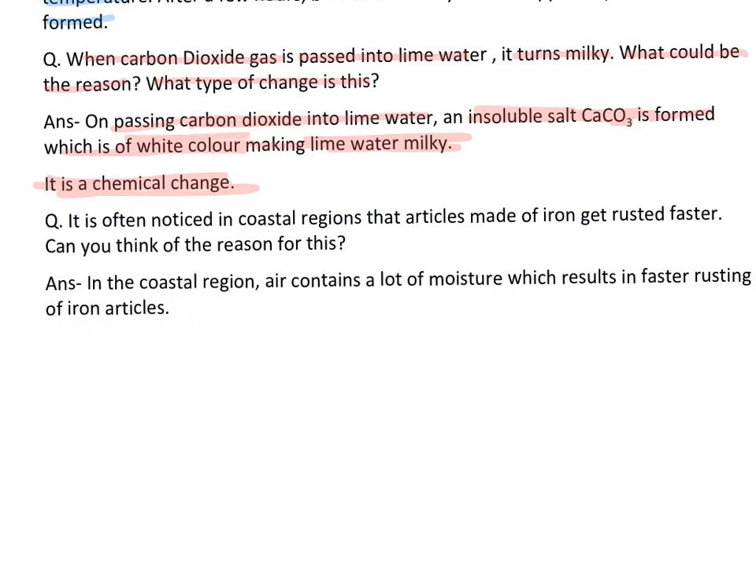Now, see the last question. It is often noticed in coastal regions that articles made of iron get rusted faster. Can you think of the reason for this? So, see what happens in coastal region. The air contains a lot of moisture. So, we can say the air is saturated with water vapors or moisture. So, there is a lot of moisture. So, that is why it results in faster rusting of iron articles.